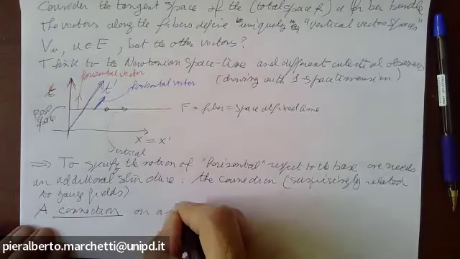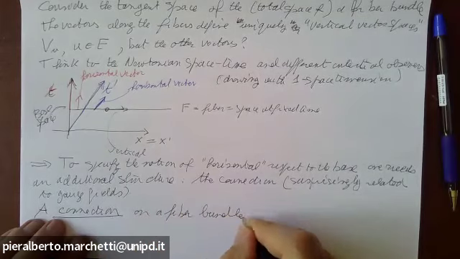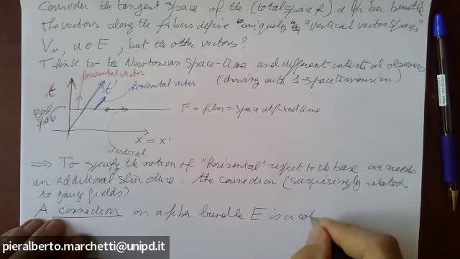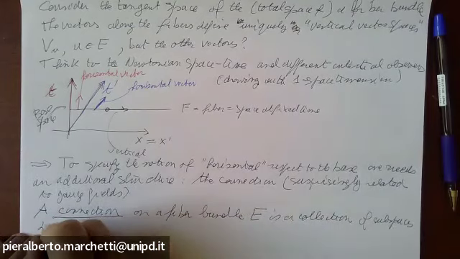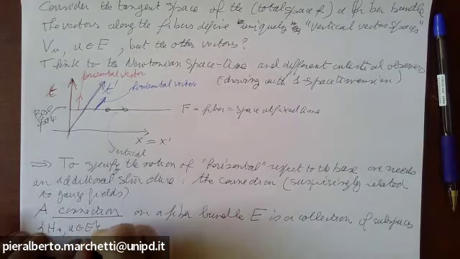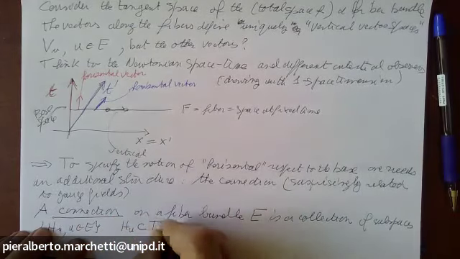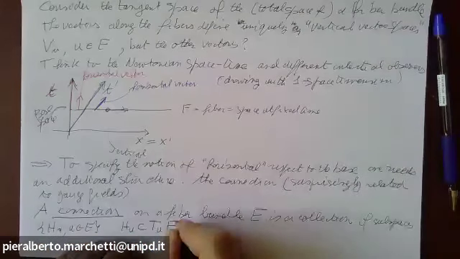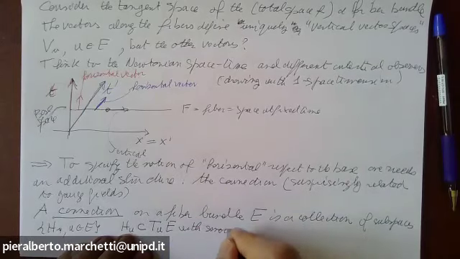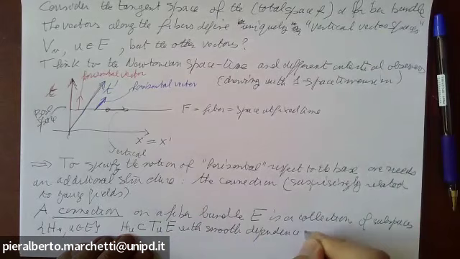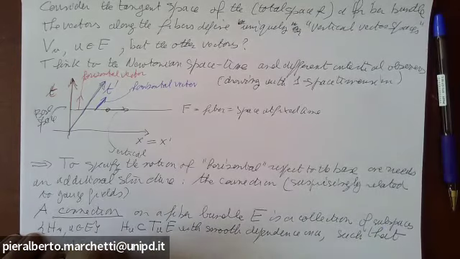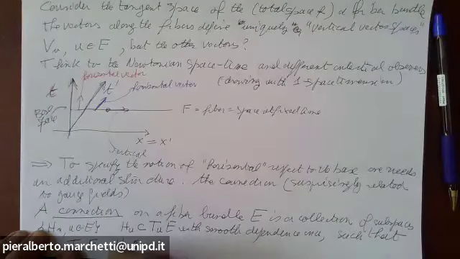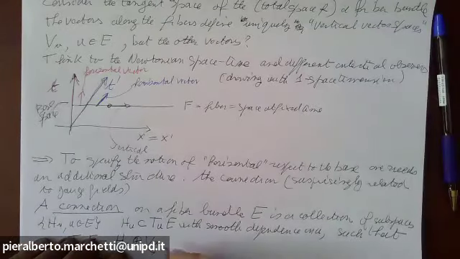So what is a connection in a very general situation on a fiber bundle? So, very general: on E, a connection is a collection of subspaces, let's call them H_u, for every point u in E, which are contained in the tangent space of E at u, with smooth dependence on u, such that your tangent space of E at u can be written as a direct sum of your horizontal space and the absolute vertical space at u.